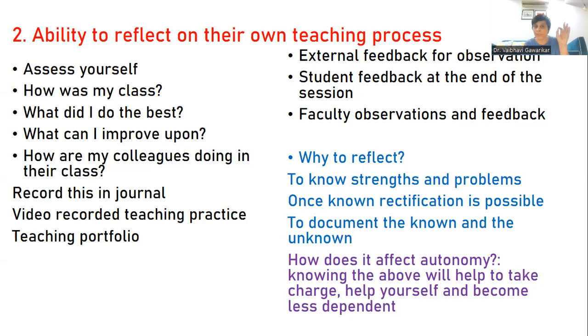So the ability to reflect on their own teaching process is something we are looking at in terms of teacher autonomy and the characteristics. It talks about assessing yourself and understanding how my class was, what I did best, what I can improve upon, how my colleagues are doing in their classes. I am doing something in my class in terms of my subject, but what are the other teachers doing with reference to the same subject, same class? My co-teachers, my colleagues, what are they doing? If you're able to see that, you'll understand that this is the strength I have and this is where I need improvement.